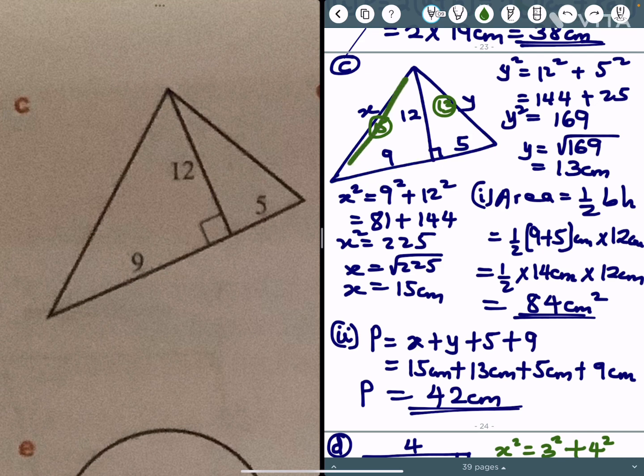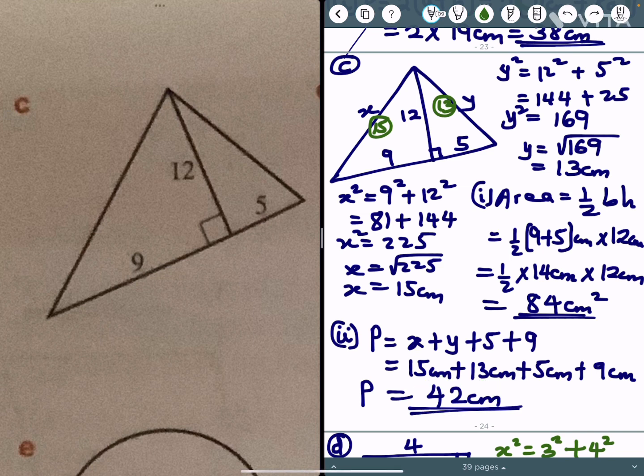You have 15 this side, and you have 13 for this side. So I have the 3 sides now. If I want the perimeter, I'll just do x plus y plus 5 plus 9 to get the perimeter of the triangle. That gives me 42 centimeters.